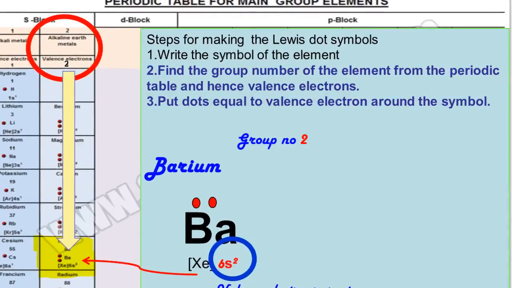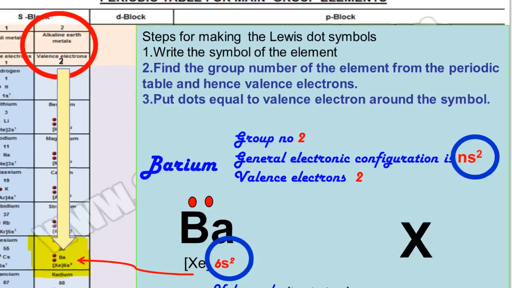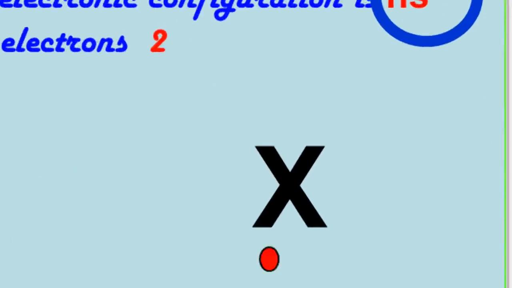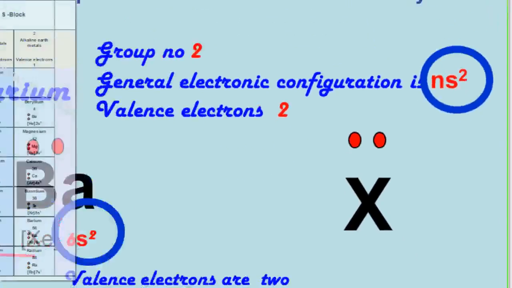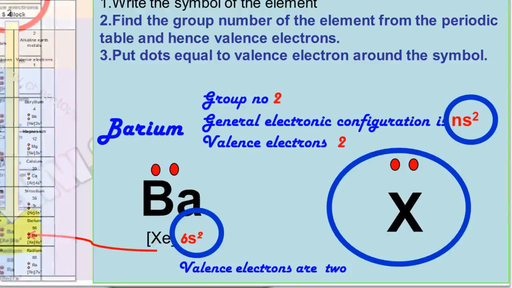All group 2 elements with their general electronic configuration as ns2 have 2 valence electrons because their outermost shell has only 2 electrons. So in their Lewis dot representation, we are going to place 2 dots as a pair of electrons on the symbol of the element. This is the Lewis dot representation of all elements of group 2 in their ground state. X can be replaced with the symbol of the element.